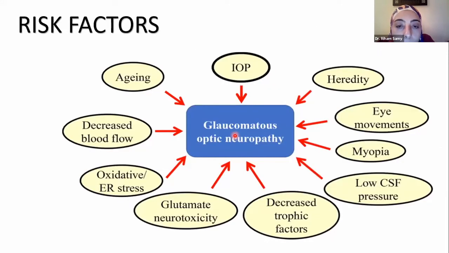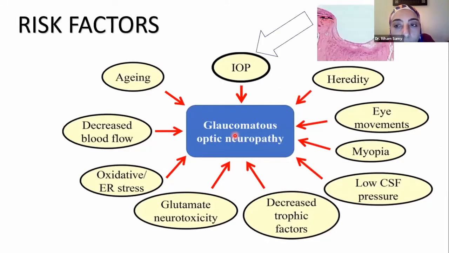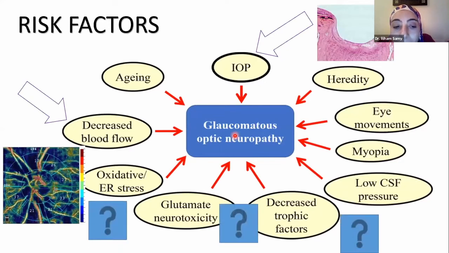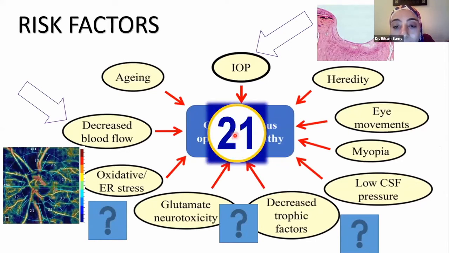And we have two definable risk factors, which are the pressure-induced mechanical damage and the decreased blood flow, either as a consequence or as a cause for glaucoma. So these factors, we already have some tools to manage. However, some other notorious factors exist that can lead a patient with an apparently normally controlled intraocular pressure to have progression. And therefore, the number 21 has disappeared from the definition of glaucomatous optic neuropathy.